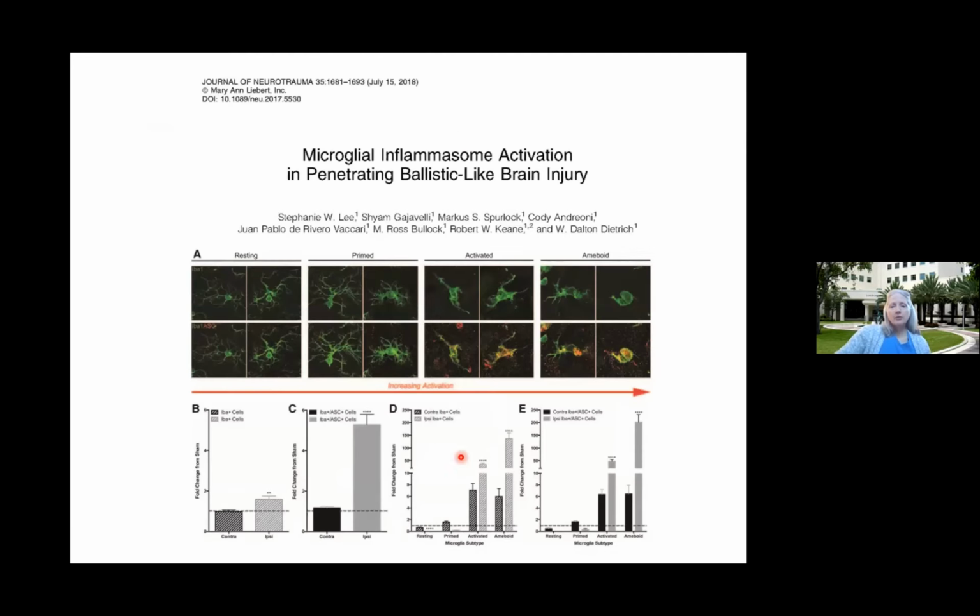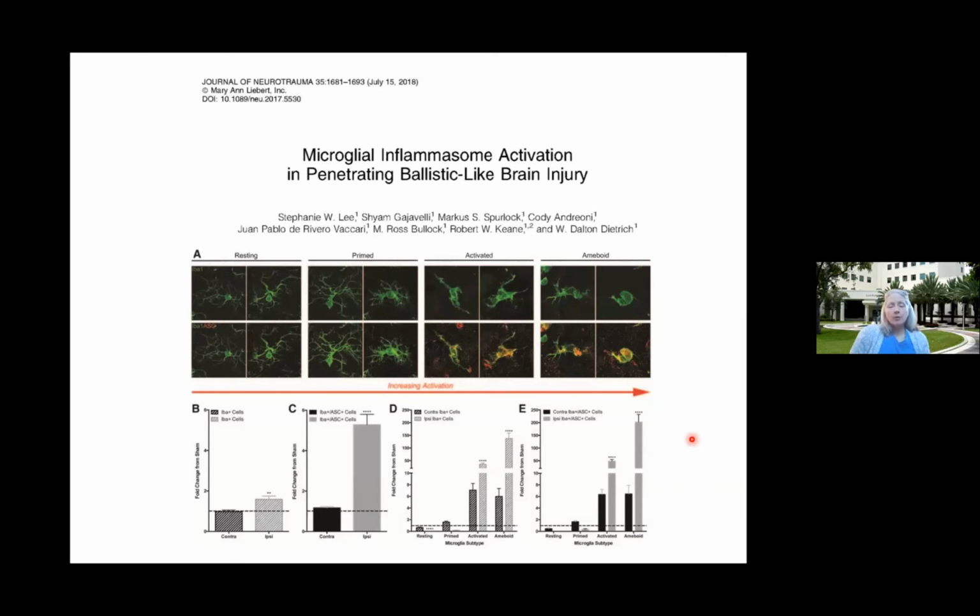Dr. Stephanie Lee, who was an MD PhD student in the lab, also looked at the penetrating ballistic-like brain injury model. This is a model that was developed at Walter Reed and mimics gunshot to the head, and basically showed clearly that after PBBI, there was an increase in microglia as shown here, activated amoeboid microglia using IBA1 as a stain, and these IBA1 stained cells were also positive for ASC, again, a component of the inflammasome. So it looks like this model also increased inflammasome activity.